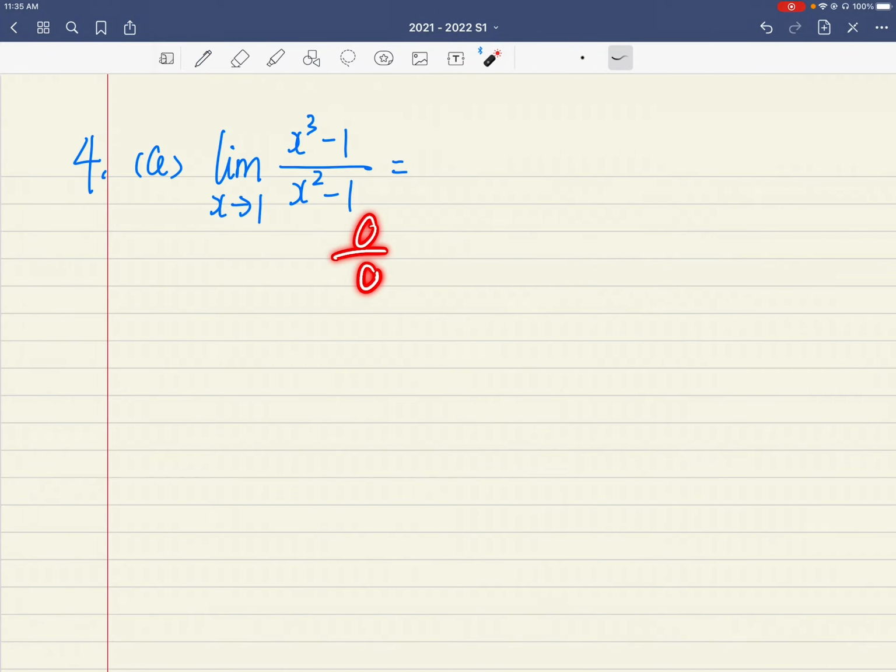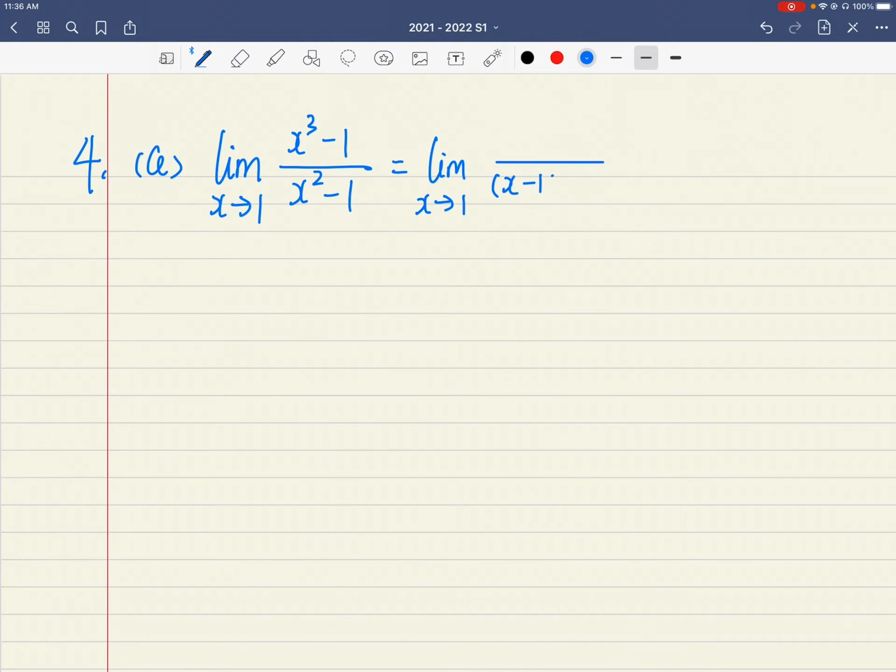Later we're going to use L'Hopital's rule, but now if it's 0 over 0, usually it's because both the top and the bottom have a common factor. So you can factorize both sides. For example, the bottom, x squared minus 1, is x minus 1 times x plus 1. The top, x cubed minus 1, is x minus 1 times x squared plus x plus 1.